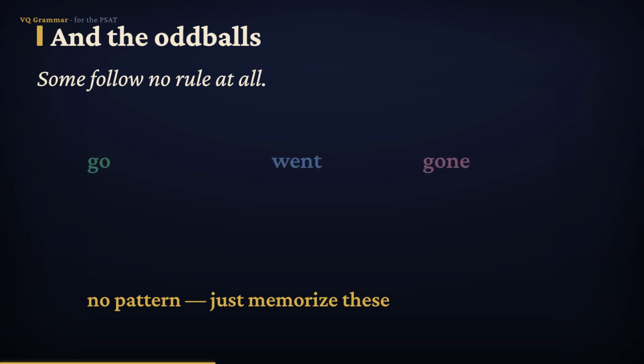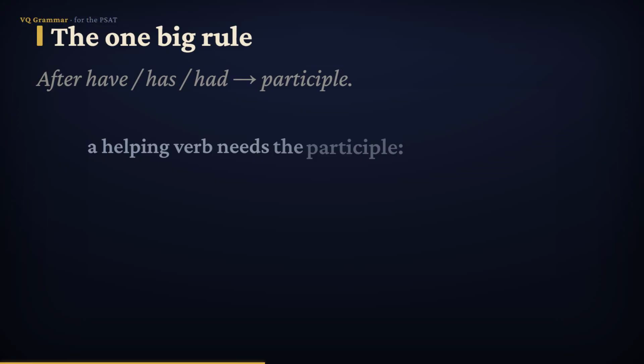A few verbs follow no pattern at all, so you just memorize them. Go, went, gone. Run, ran, run, where the participle swings back to the base. And do, did, done. There's also cut, cut, cut, and let, let, let, where all three parts stay the same. These oddballs are the ones the test loves, so lock them in. Go, went, gone. Do, did, done.